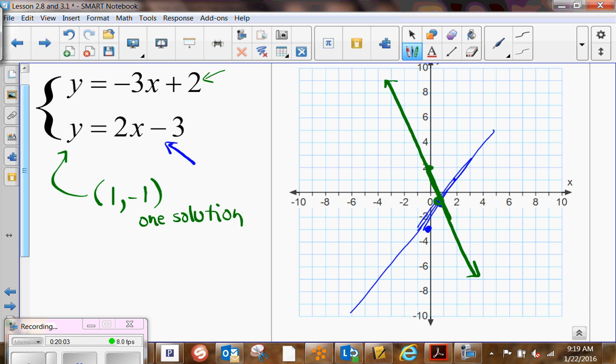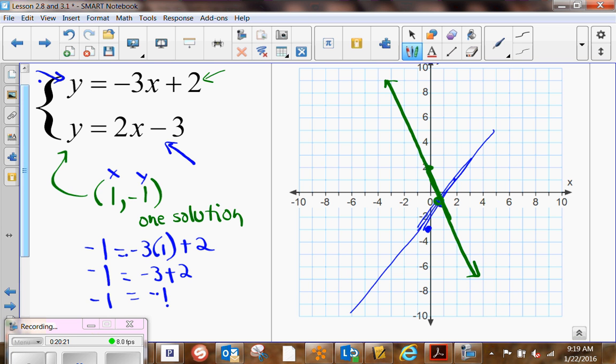Let's see if it does. So here's my y, here's my x. Let's put it into the first equation. Negative 1 equals negative 3 times 1 plus 2. Let's see if that works. Negative 3 plus 2 is negative 1. Beautiful. So it works in that one.